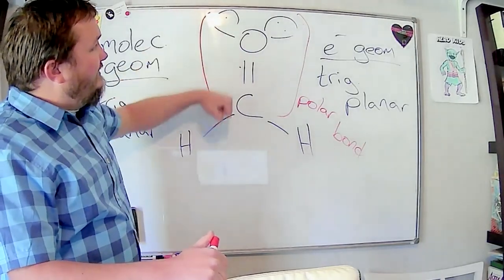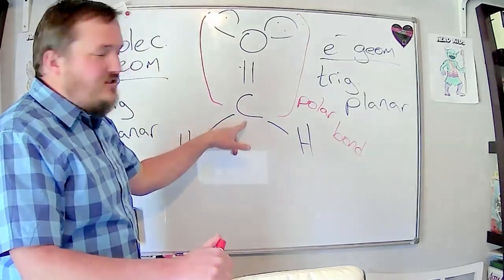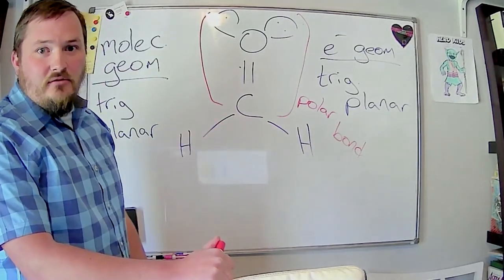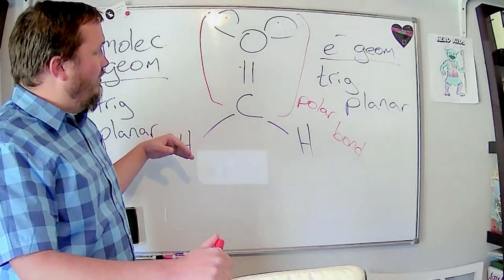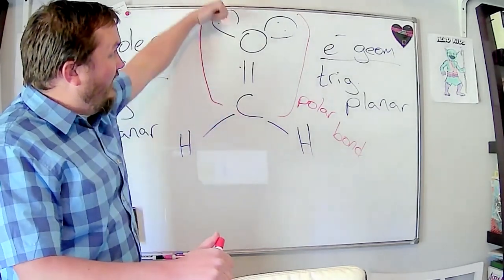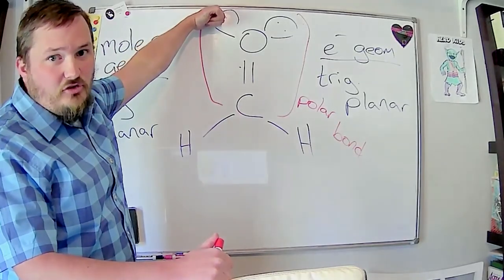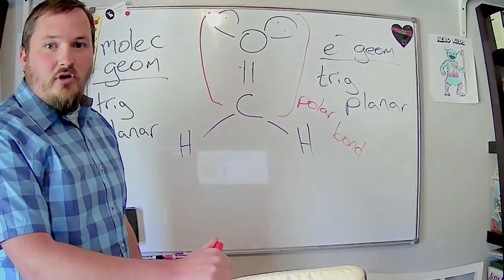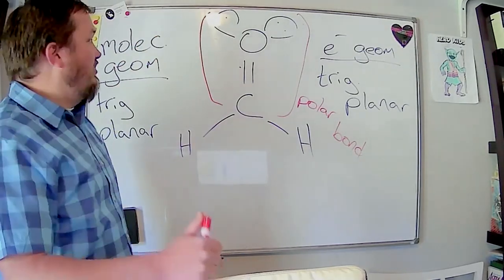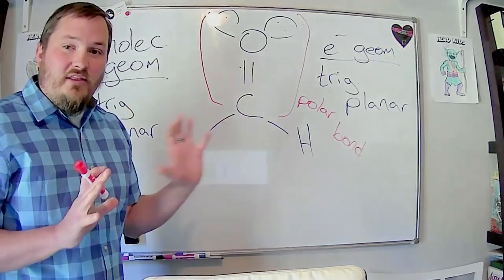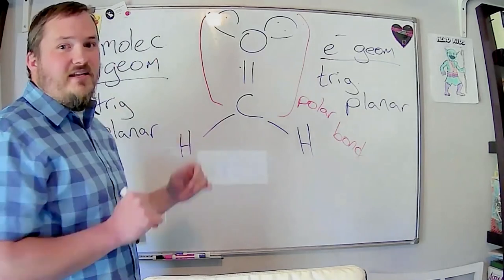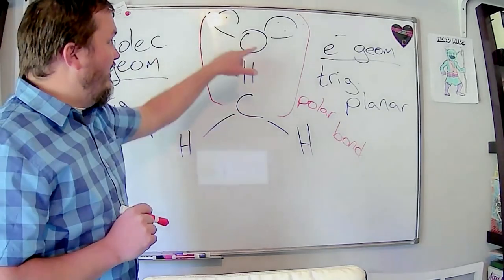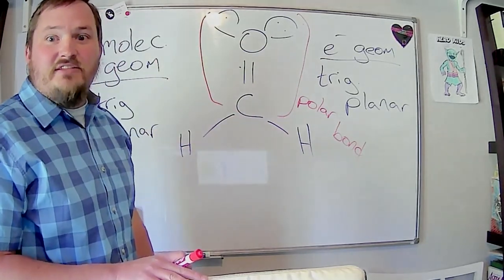And since that bond is not the same in all three directions around this central carbon, that's our asymmetry. This is an asymmetric molecule because the electron density is being pulled up pretty strongly by the oxygen, and it's not matched by any bonds pulling electrons downward. Asymmetry is a little bit tricky to wrap your head around, but it's really easy to test for. Anytime you have one thing around your central atom that's different than the others, then it's asymmetric.